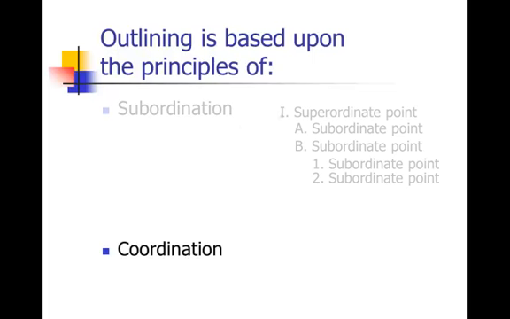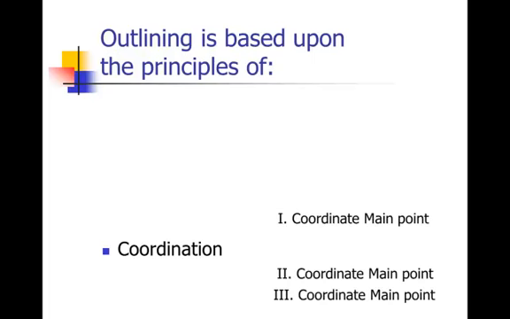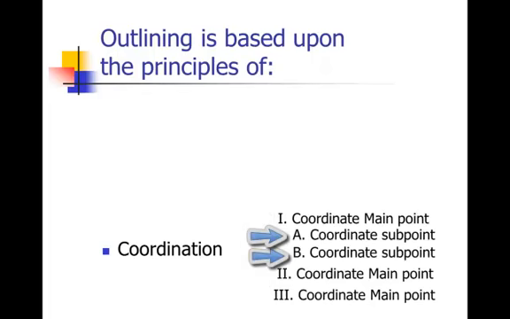The concept of coordination says that those that are on the same level are about of equal importance. If you're looking at your main points as Roman numerals 1, 2, and 3, those we say are coordinate with each other. They are about equal in importance. The A and the B subpoints, which are subordinate to the Roman numeral 1 subpoint that you see, they are coordinate with each other. So while they are less important than the main points, they're about equally important when you compare them to each other.